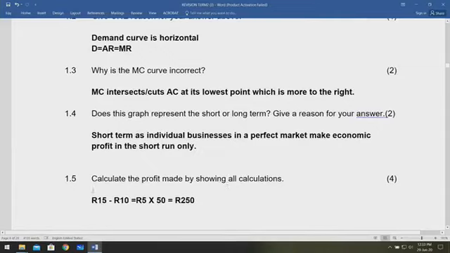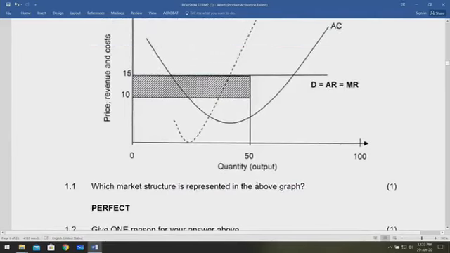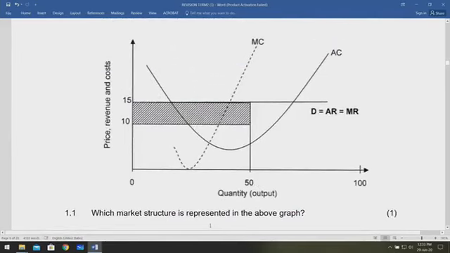And then question 5, a very popular question, you will always be asked this: calculate the profit made by showing all calculations. There are 2 ways in which you can calculate this. You can simply say 15 minus 10, 15 being the revenue, 10 being your cost. So 15 minus 10 is 5, and remember this is per unit, so now my units are 50, so I go 5 times 50, and my answer will be 250.